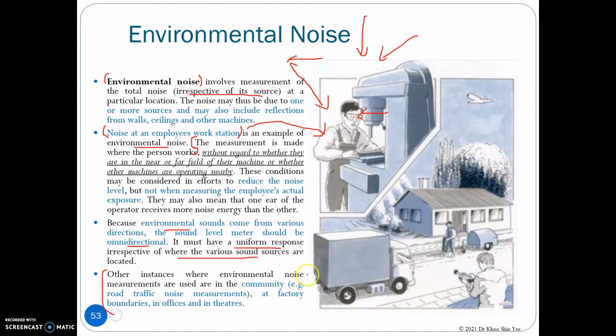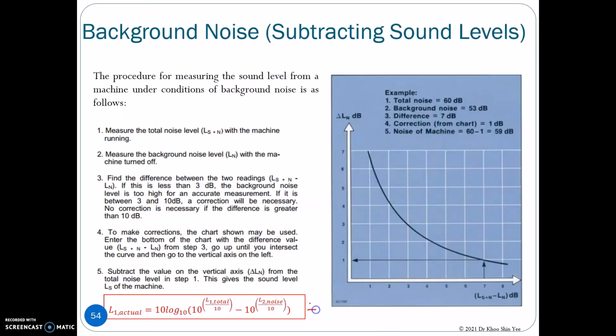These are the other examples for the environment noise. We have learned how to use this formula previously to obtain the actual sound pressure level from a machine by subtracting the background noise from the total environment noise. For example, if the environment noise is measured to be 60 dB, and you turn off machine 1, then you obtain the remaining background noise to be 53 dB. After you perform the calculation, you should obtain the answer to be 59 dB. This is the sound pressure level from machine 1 only.